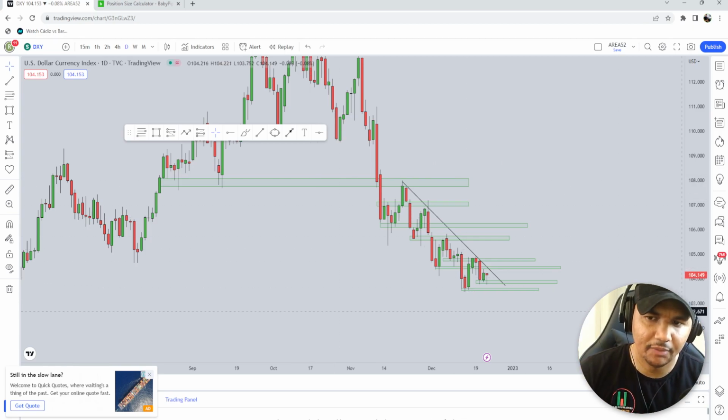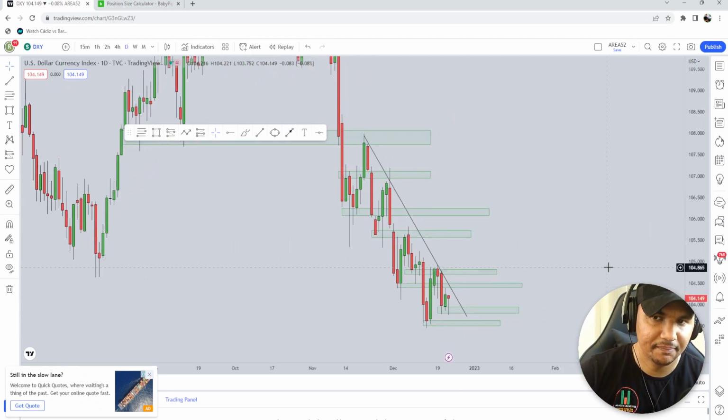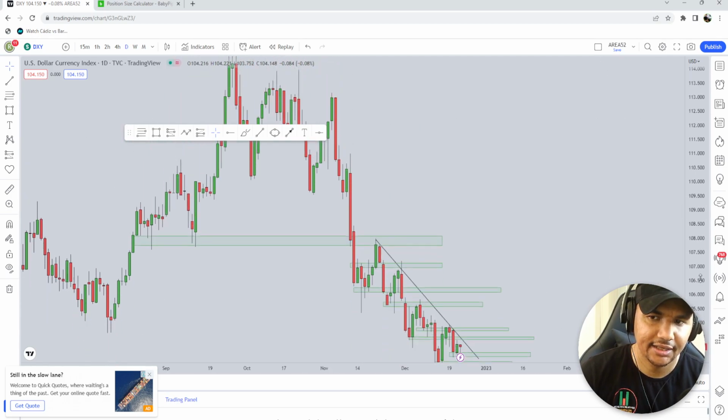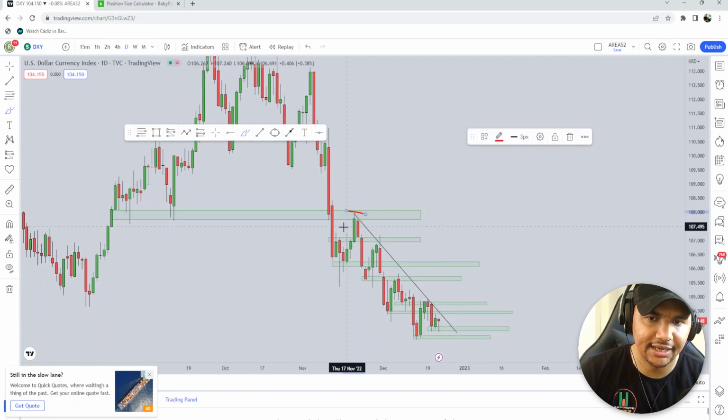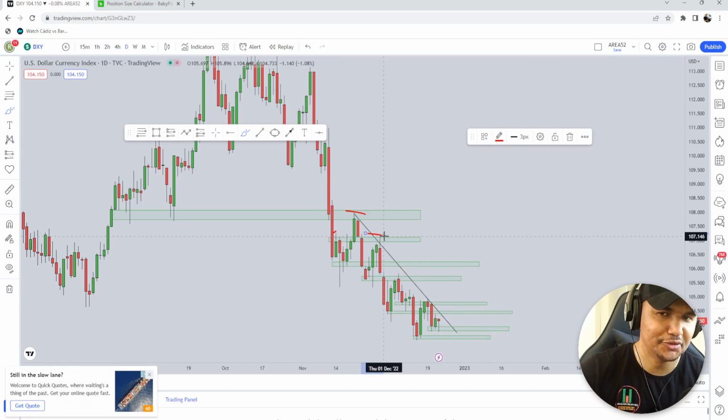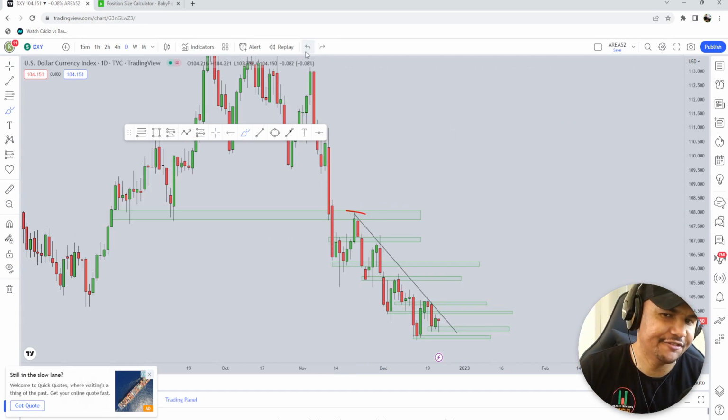That's it. Now, apart from that, what you also get is patterns, like the head and shoulders pattern, which is also just an impulse correction, an impulse to the downside, but it's fine, right?